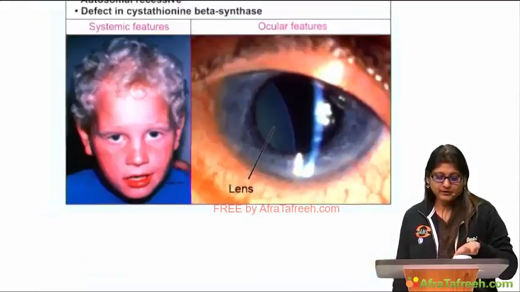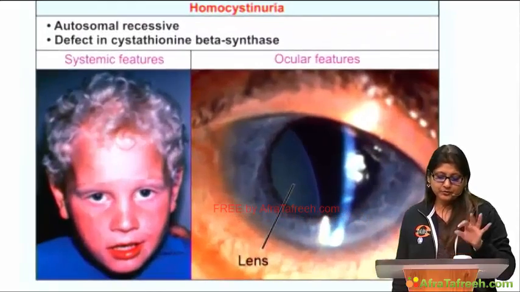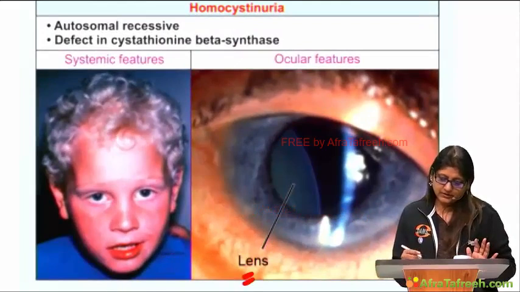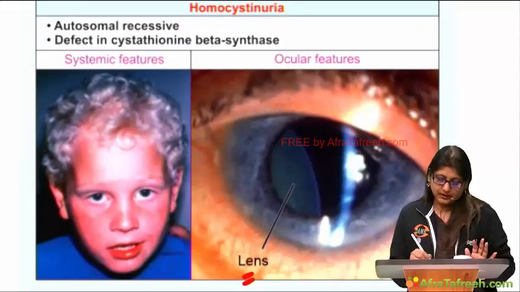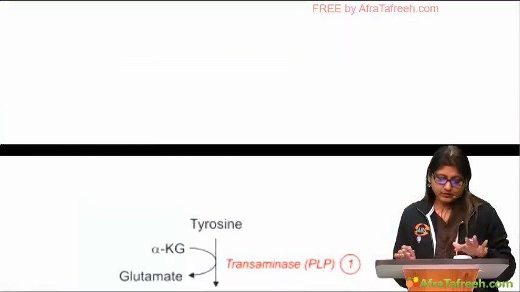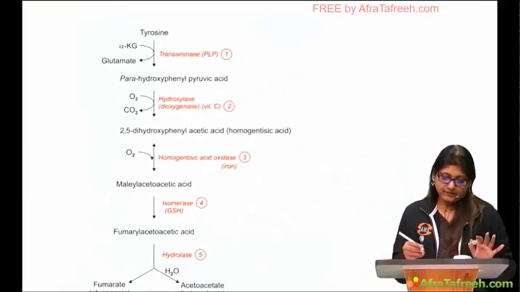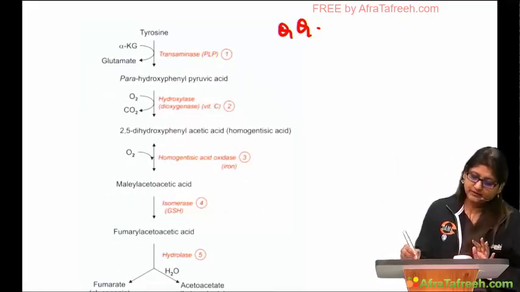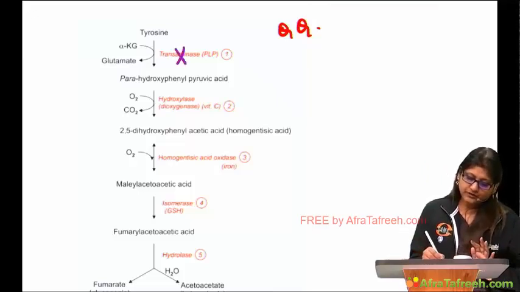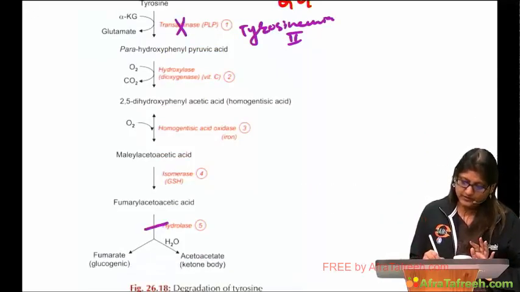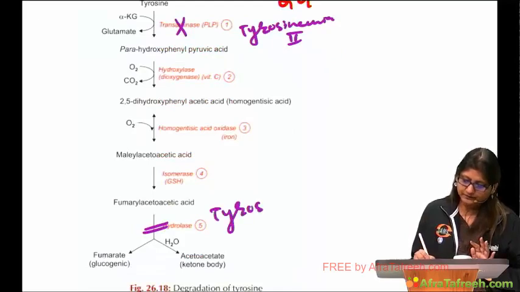Good. Now coming to this picture which is talking about homocystinuria, where you can see the subluxation of lens. The lens is dislocated from its normal position, and that's a very characteristic finding in homocystinuria. In tyrosine catabolism, this whole pathway is important because you have tyrosinemia type 1. Due to deficiency of this, you have tyrosinemia type 2, and deficiency of hydrolase results in tyrosinemia type 1.